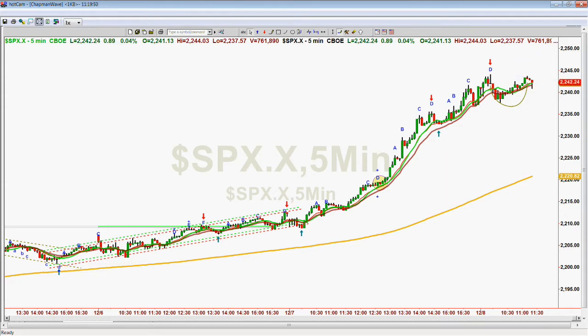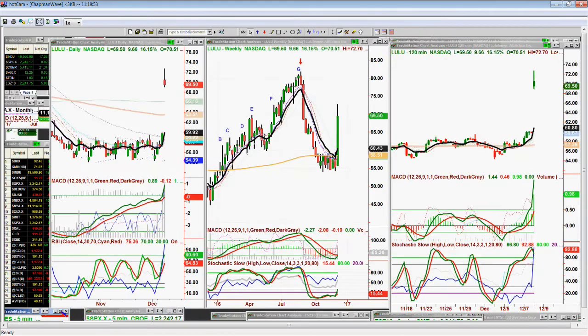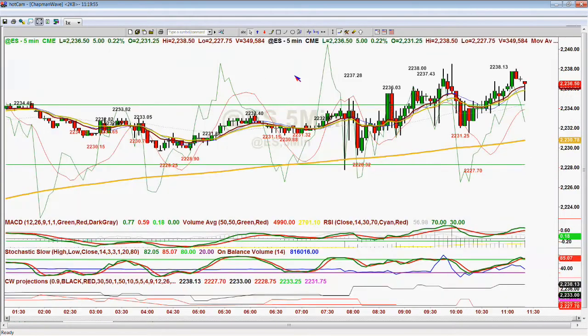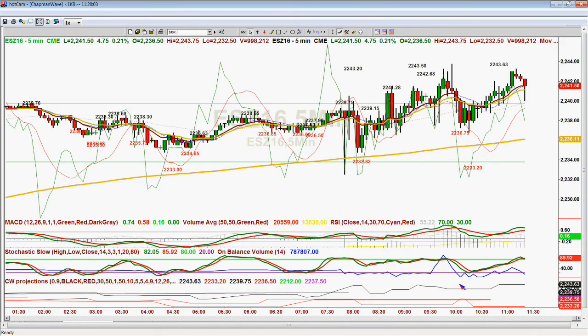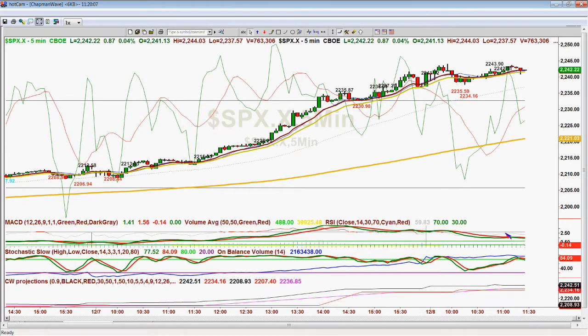Maybe I can just grab a chart right here. Is this a 5-minute? Yeah, 5-minute E-mini. This is ES. Let me go to the ES Z16. Oh, no, we want to look at the S&P, SPX cash. There it is. So there's the MACD. The MACD is deflecting lower. The stochastic is still very strong at 84%, but it is pulling back.